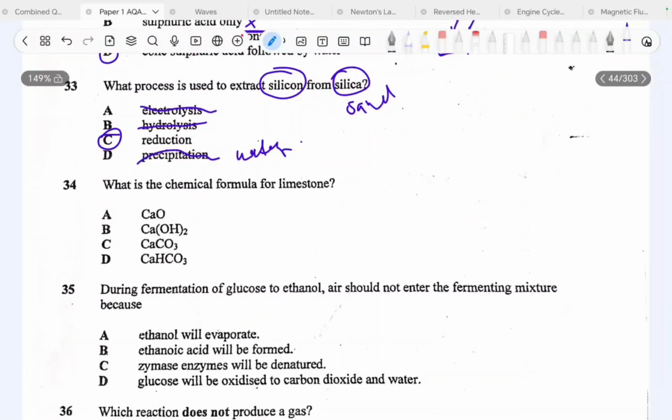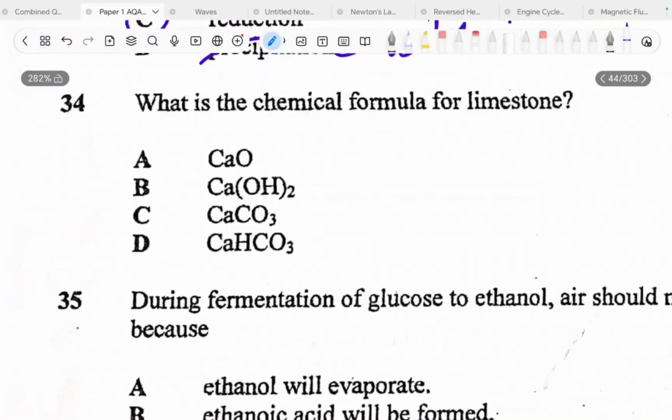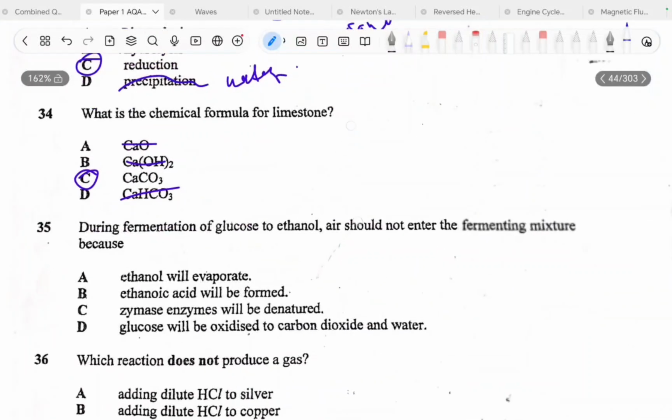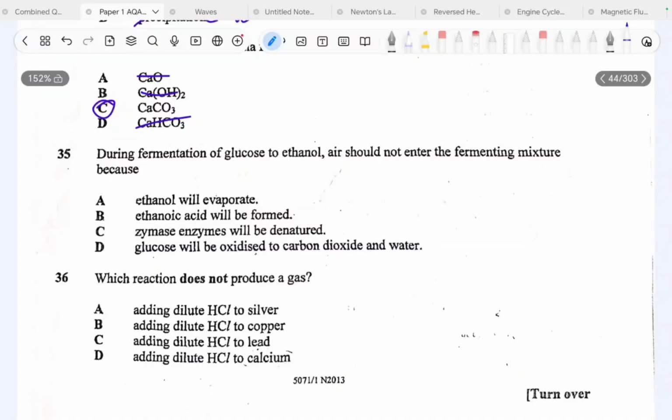What is the chemical formula of limestone? The chemical formula of limestone is calcium carbonate. These are the few things that you have to know. Either use elimination or you have to know them. During fermentation of glucose to ethanol, air should not enter the fermenting mixture because, okay, ethanol will evaporate. I don't think that's a valid answer, so cancel it out.